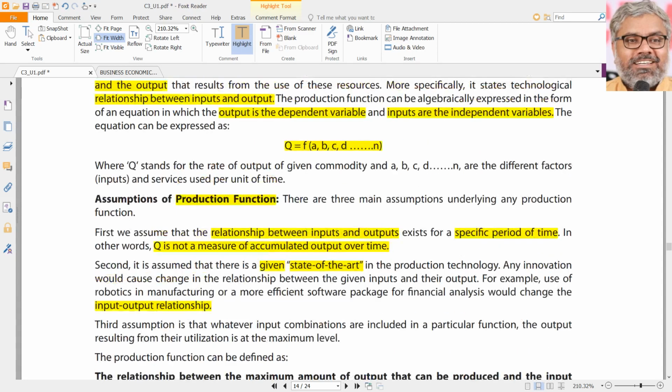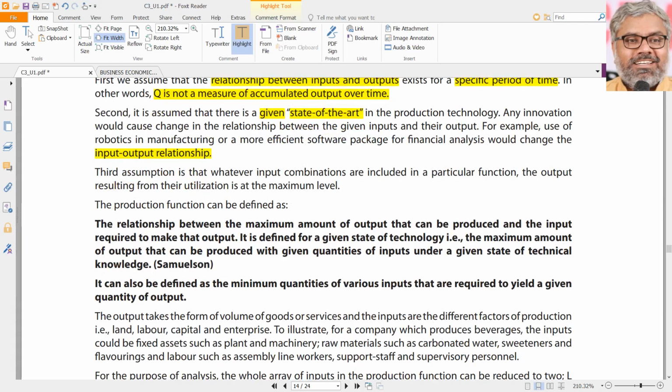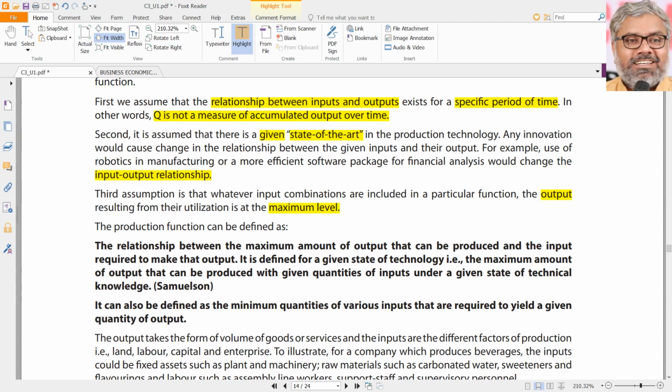So the first assumption is that production is expressed for a period of time. Second assumption is that technology is constant. Simply speaking, technology is constant. Then the third assumption is that whatever the combination we are talking about in the production function, the output that is resulting from that function is at the maximum level. That means the best possible output we are talking about. The best possible output with the combination of different inputs being used at the same time is what the production function is expressing. So that is the third assumption.